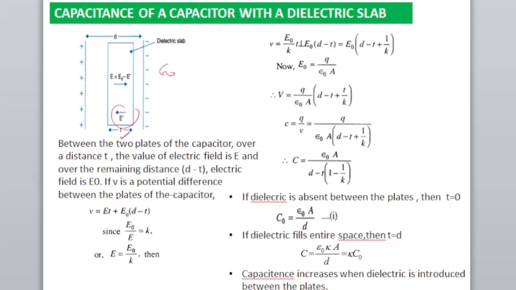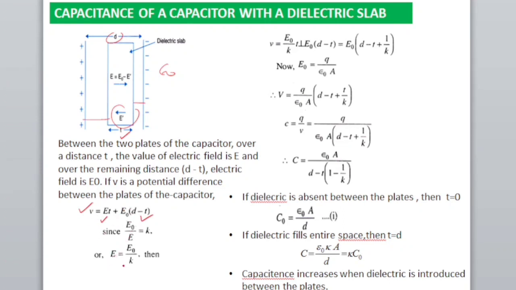So you have to find the total potential. Now D is the distance between the two plates and T is the thickness of the dielectric. Total potential is a scalar quantity. Over the distance T, electric field E exists, and over the distance D minus T, electric field E naught exists. So you calculate the total potential.